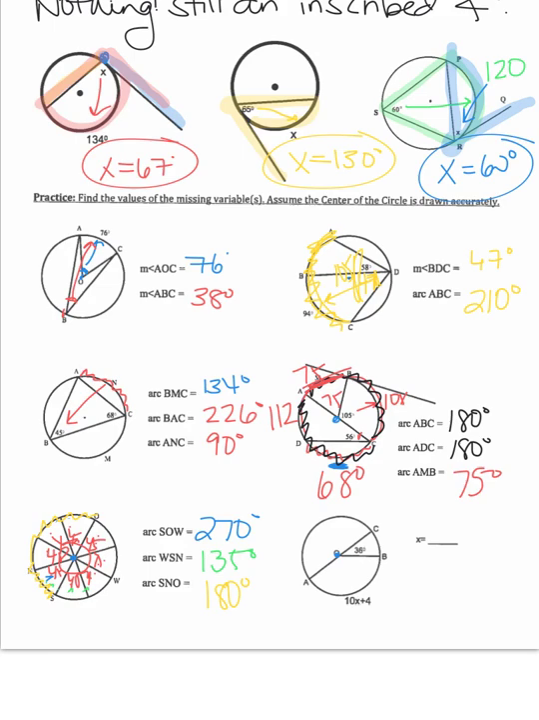If I look at this very last question, if that's 36 degrees, I know that's 36 degrees. And I know this makes a linear pair. 180 minus 36 is 144. And because those are central angles, I know those two equal each other. So 10x plus 4 equals 144. So 10x equals 140. So x equals 14.